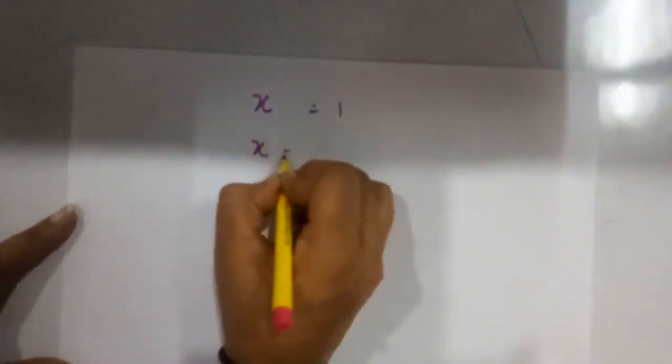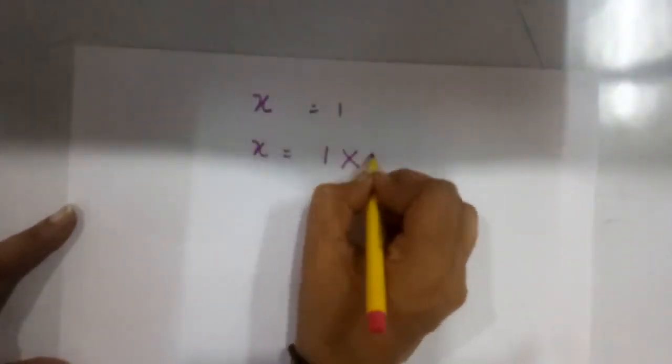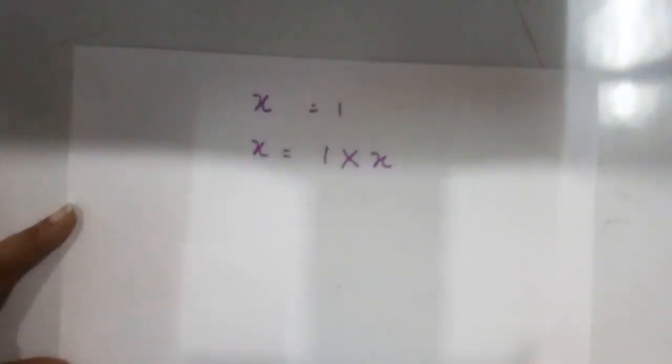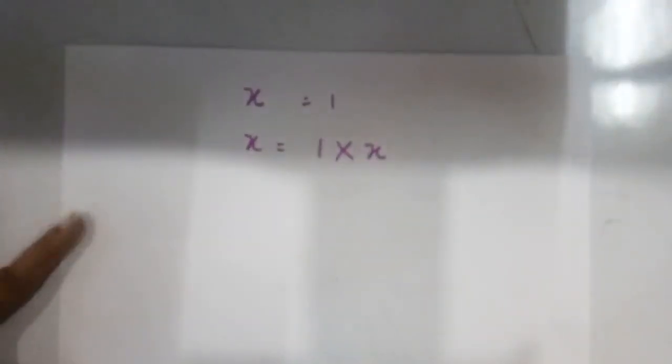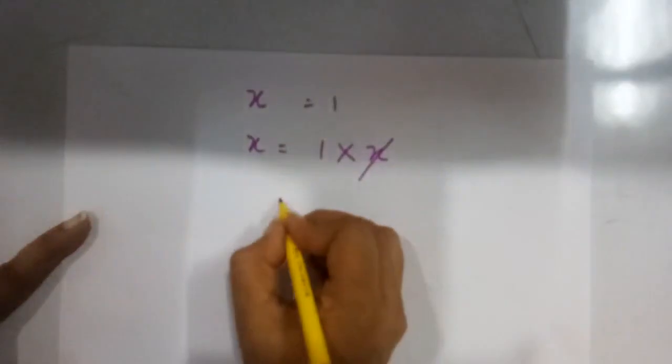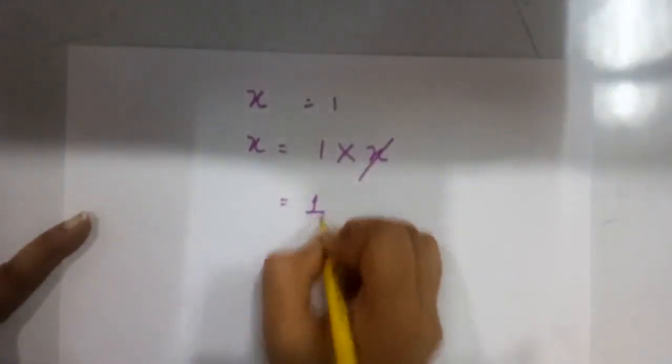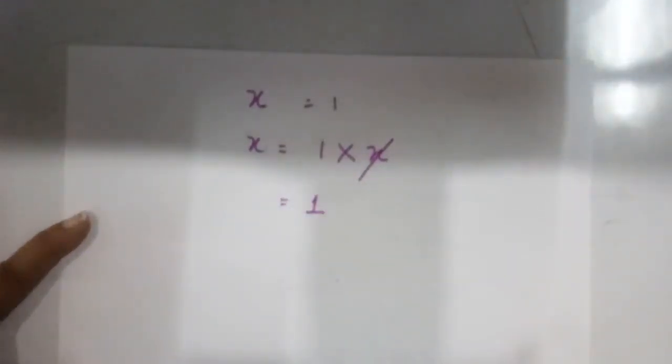Now, the coefficient of x in x is 1, because x can be written as 1 multiplied by x. So here we have to find the coefficient of x. We will not count x, so 1 is left. So that is the coefficient of x.